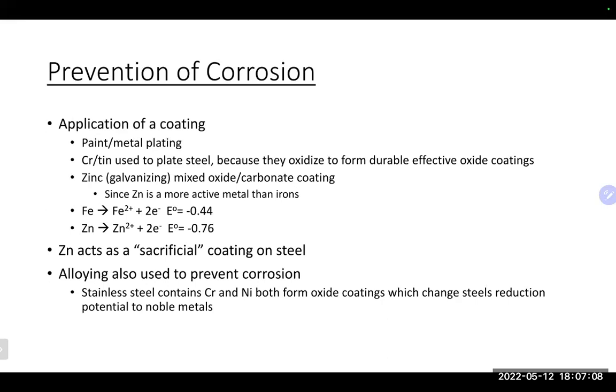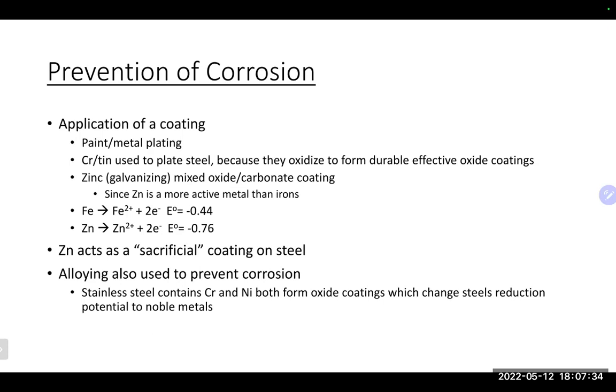Obviously, you could add some type of coating that would protect the metal, right? So some type of paint or metal plating, right? They sell the classic Rust-Oleum paint, right? So it should hopefully prevent rusting of your metal. You could also, like I said, use something like chromium and tin to plate it. They will oxidize and form, again, a more protective layer over the metal that you're trying to protect.